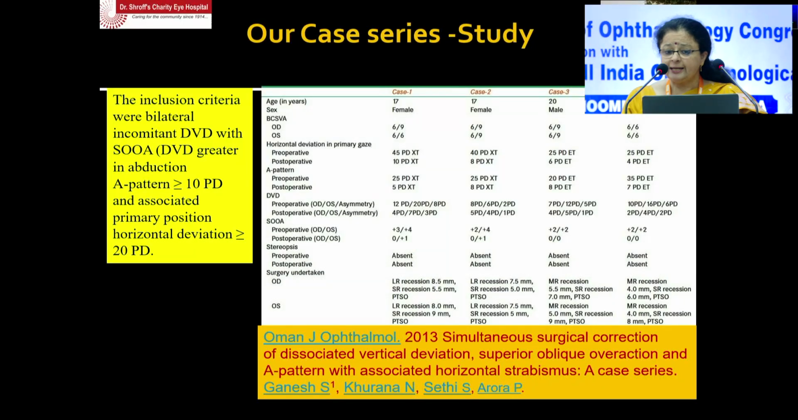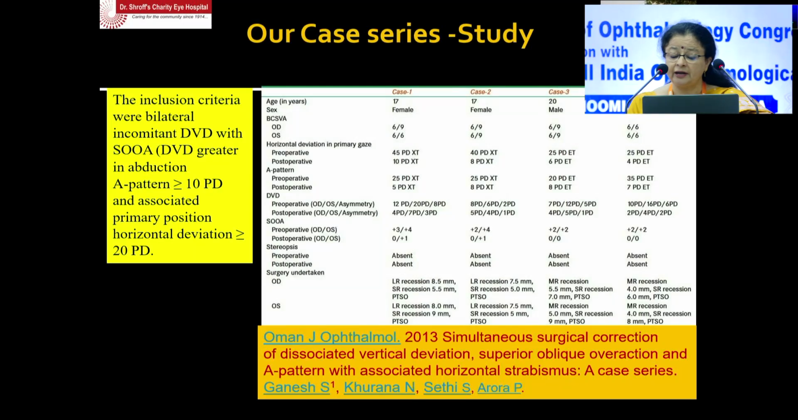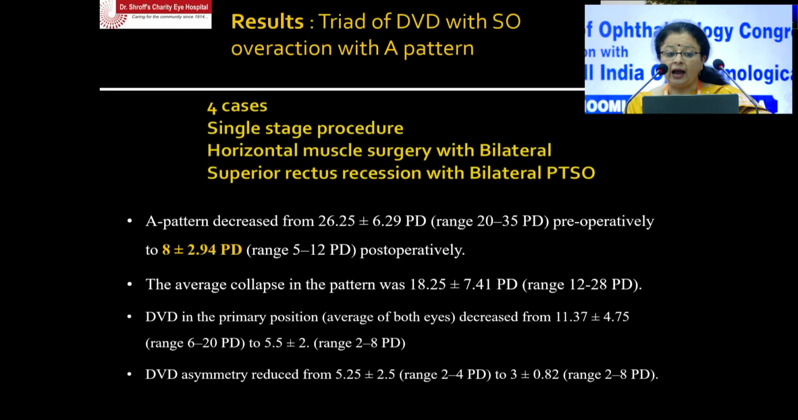We published a case series of the triad, and our inclusion criteria were bilateral incomitant DVD with superior oblique overaction, A pattern, and greater than 10 prism diopters. What we did was a simultaneous surgical correction, because the patient may not come back. So it was a case series where we did all six muscles together, as a single-stage procedure.